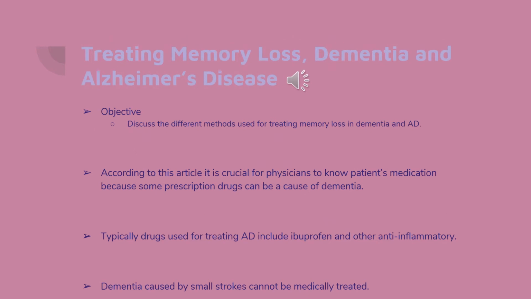The final peer review article I chose was one of the more interesting things I learned about memory loss in dementia. The name of this article is Treating Memory Loss, Dementia, and Alzheimer's Disease. The objective in this study was to discuss the different methods used for treating memory loss in dementia and Alzheimer's disease.